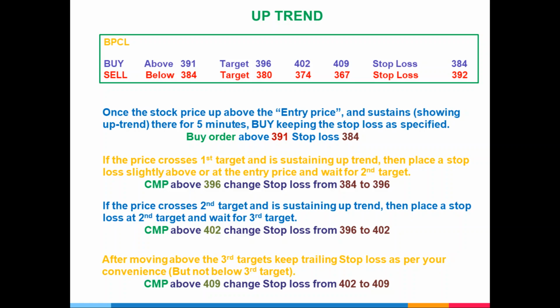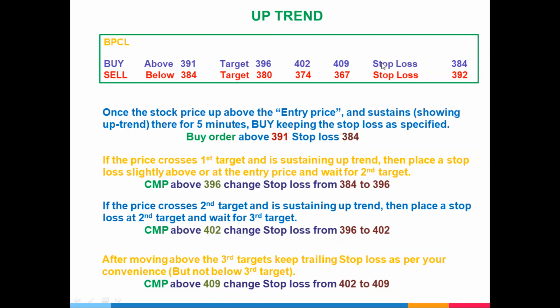Once it moves around 410, 411 levels, I will change my stop loss to 402 to 409. And that would be my lowest stop loss for the day. Once it has moved above the third target, I won't change the stop loss below 409 again. I will keep on trailing the stop loss.